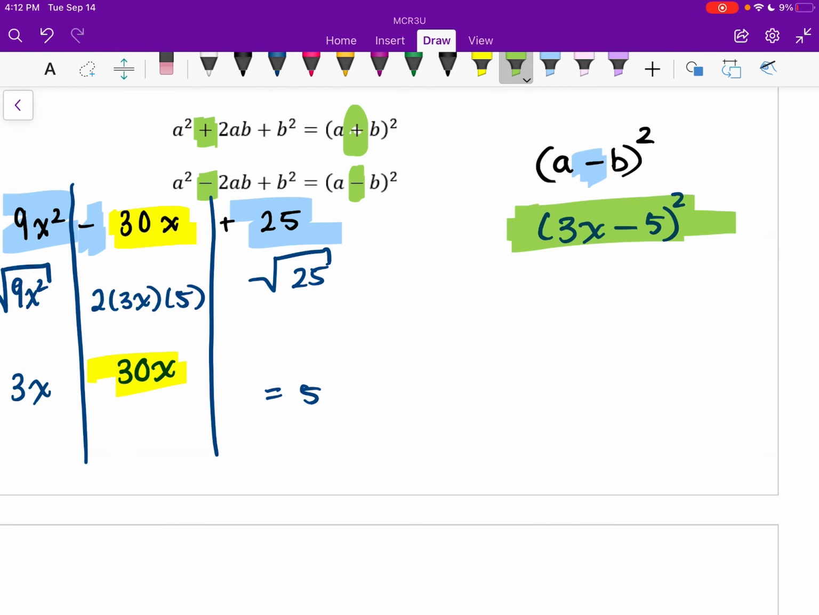Perfect square trinomials, even if you did it by decomposition, will give you the same thing. So if you feel like this is wasting your time, don't do it this way. Do it the way that makes the most sense to you.